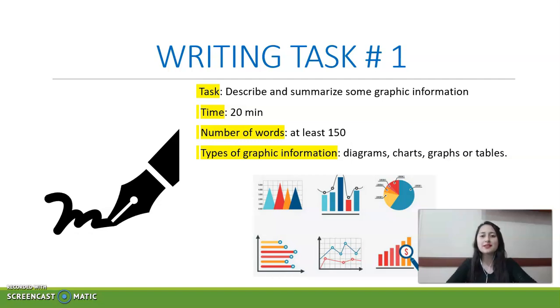When we are writing task number 1, we need to keep in mind that it has to be done in 20 minutes and you need to write at least 150 words. The objective of the task is to describe and summarize some graphic information which can be given to you through any visual representation like a diagram, a chart, a bar graph, line graph, or any other.